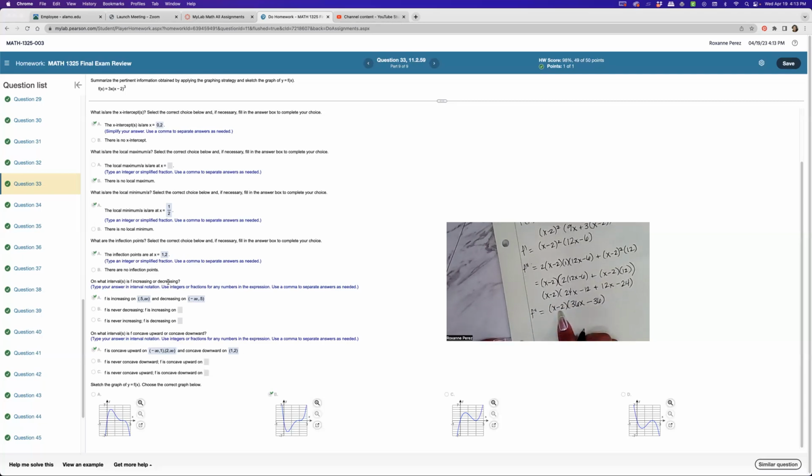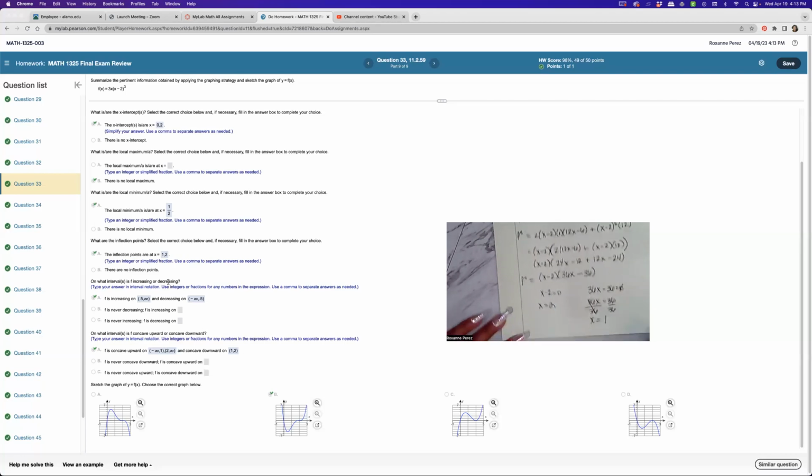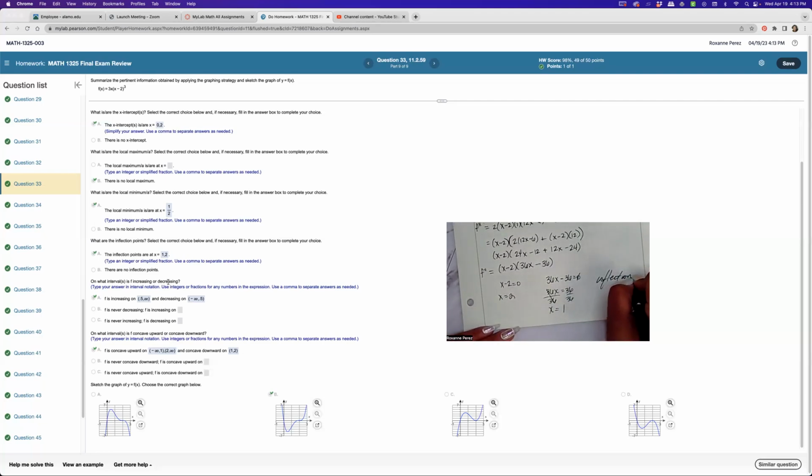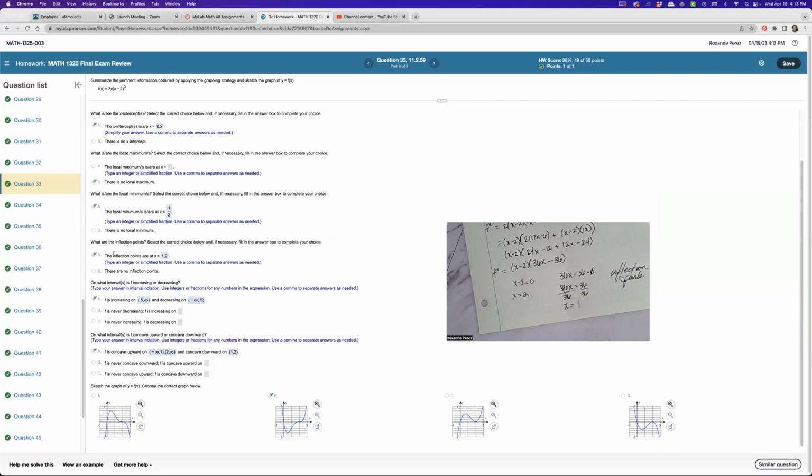And now I'm going to set each of these factors equal to 0. So x minus 2 equal to 0 means x equals 2. And 36x minus 36 equal to 0 means 36x equals 36. I'm just showing you guys for notes. All right, so those are your two inflection points, x equals 1 and x equals 2. This is going to give you your inflection points. Okay, so that's this part right here.